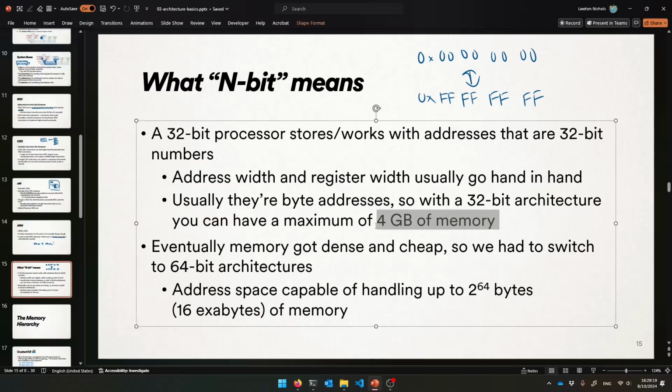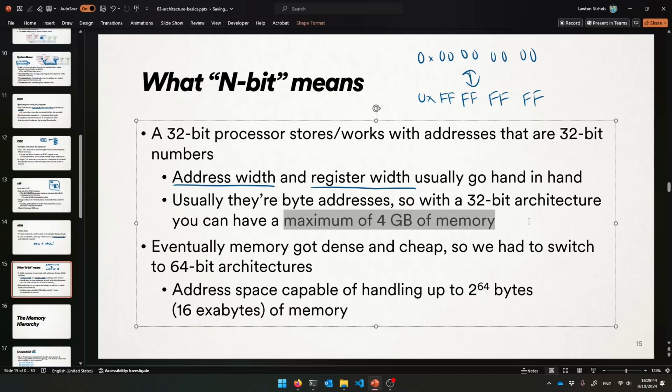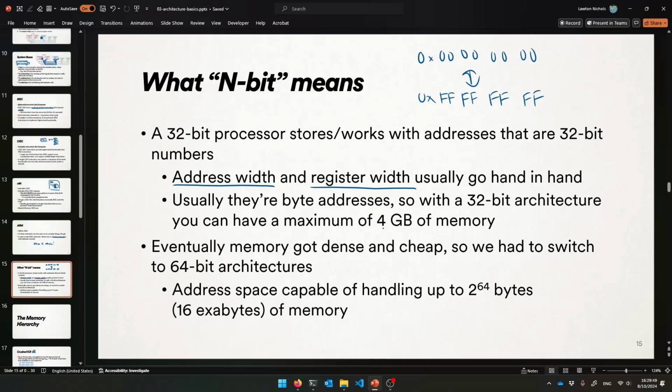And because this is not enough anymore these days for our memory-hungry programs that we like to run, that means we needed to go to a 64-bit architecture. All right, so yeah. Moral of the story, address width and register width go hand in hand. On our 64-bit architecture, we're able to talk about 64-bit addresses, and therefore we need 64-bit registers. Okay, and so yeah, we went from 32 bits to 64 bits because we needed more memory. So 4 gigabytes is 2 to the 32. All right, 2 to the 32 bytes.